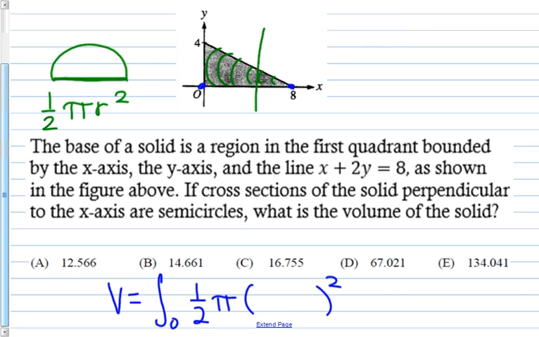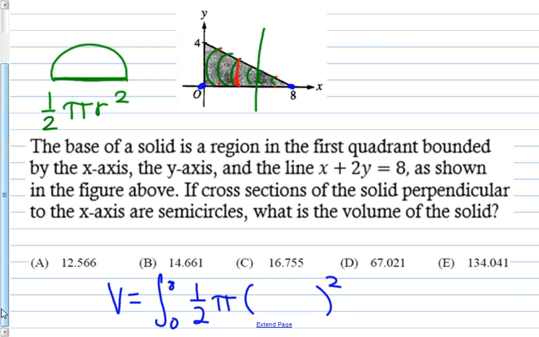So I need to figure out what the radius is. Now the radius is how far it is. Let's see, let me use red. From here to here, right? How far it is from here to here, how far it is from here to here, how far it is from here to here. Now they change, right? Those distances change. So what you're going to use as the radius is the equation, x plus 2y equals 8.